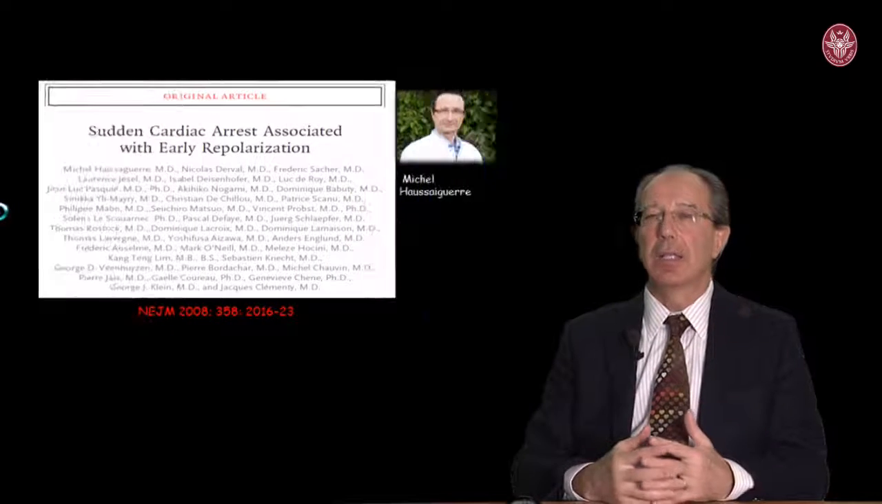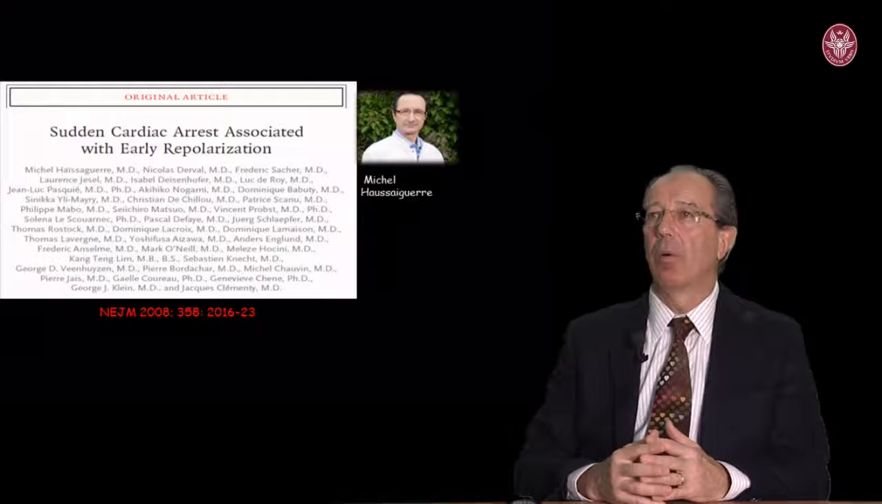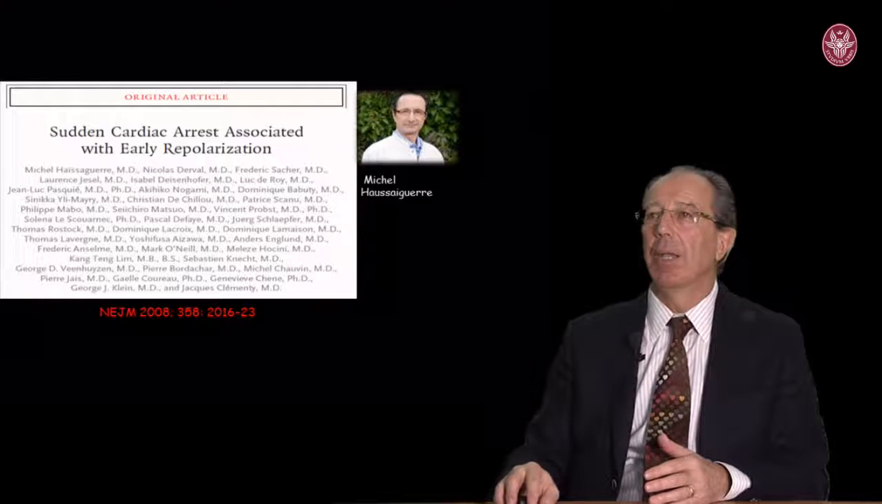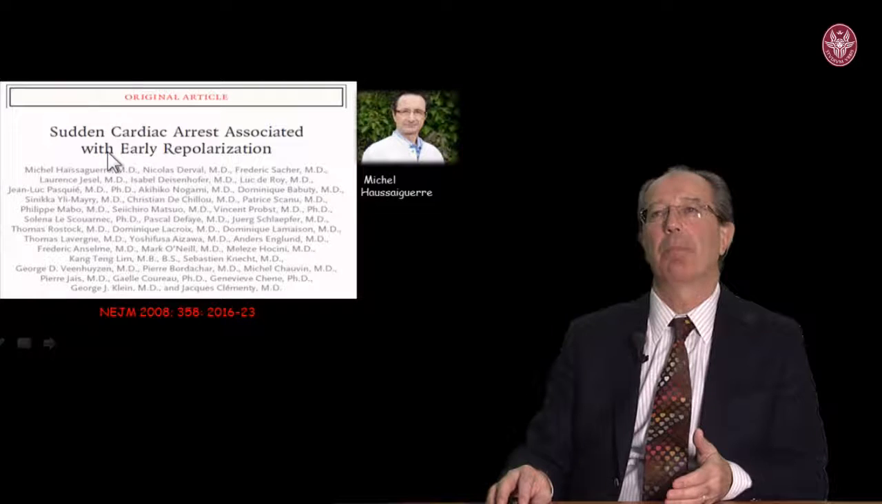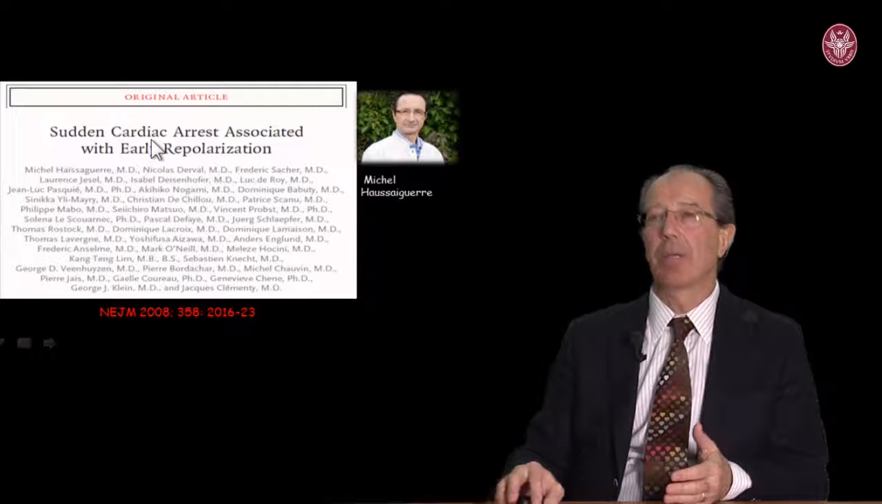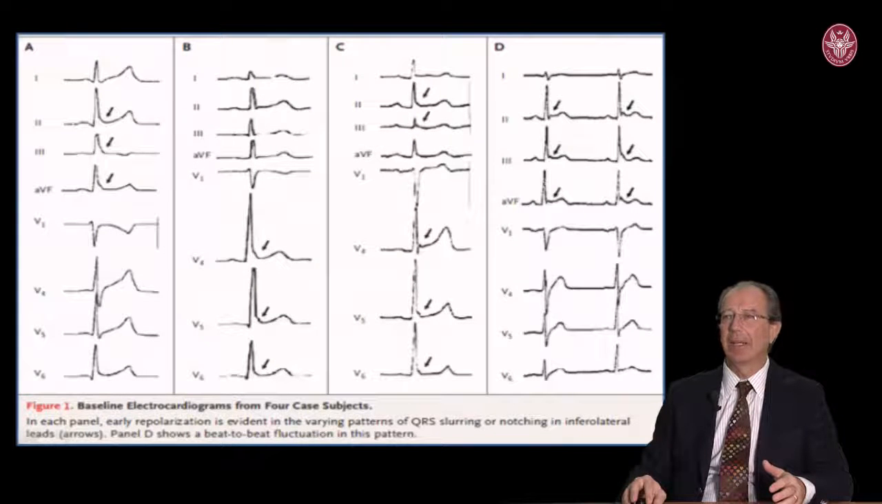And this definition became widely popular a few years ago when Michel Haïssaguerre published in the New England Journal of Medicine this outstanding paper about sudden cardiac death associated with early repolarization. Let's go into the data of this paper. Here you can see what Haïssaguerre called early repolarization. These are the precordial leads where you can see these kinds of notches.